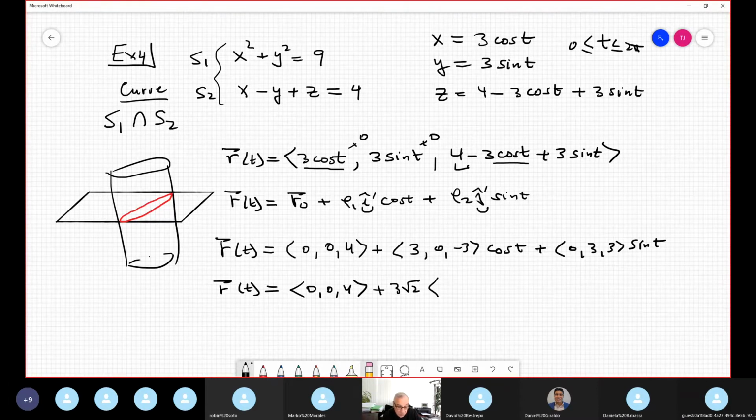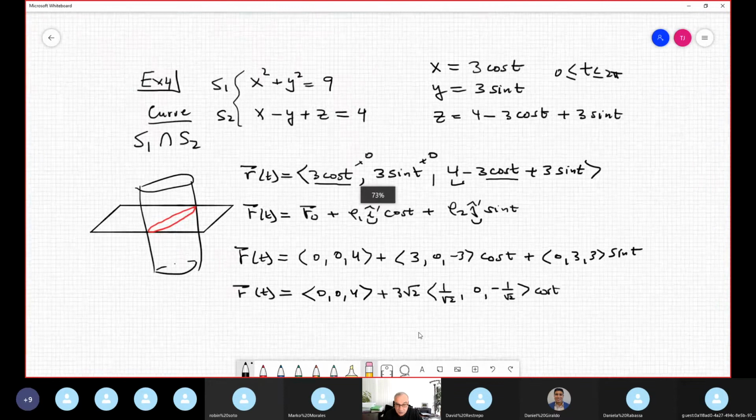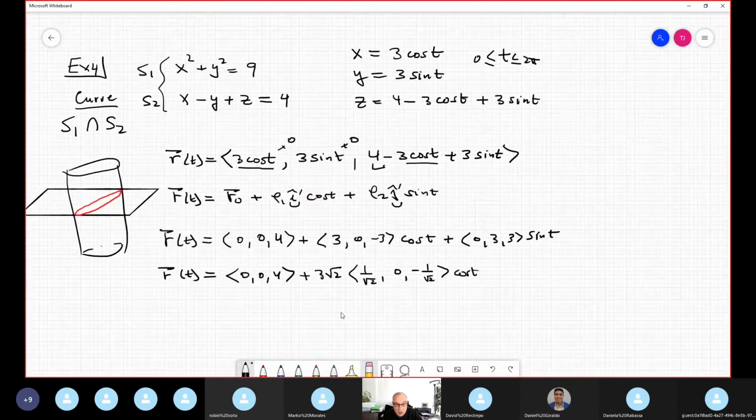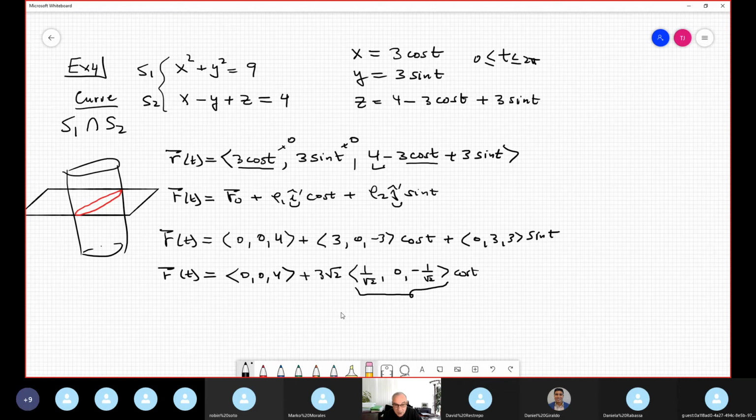And the unit vector is (1 over radical 2, 0, negative 1 over radical 2) cosine t. So the only thing I did was compute the magnitude of the vector (3, 0, negative 3) and factor out the magnitude. And here is the unit vector. This unit vector, in my mind, I consider as i prime, this guy.